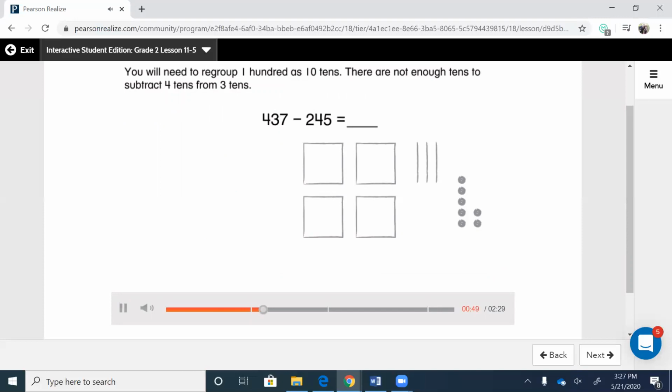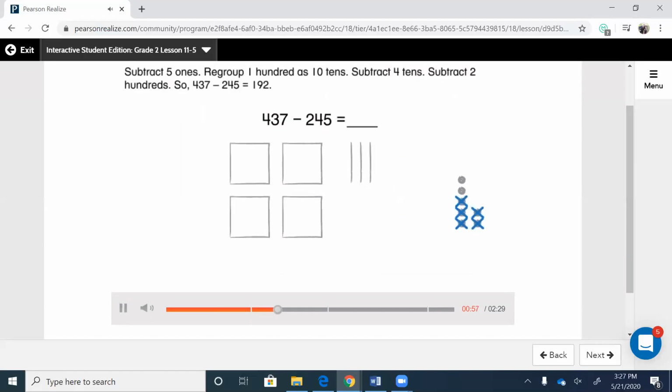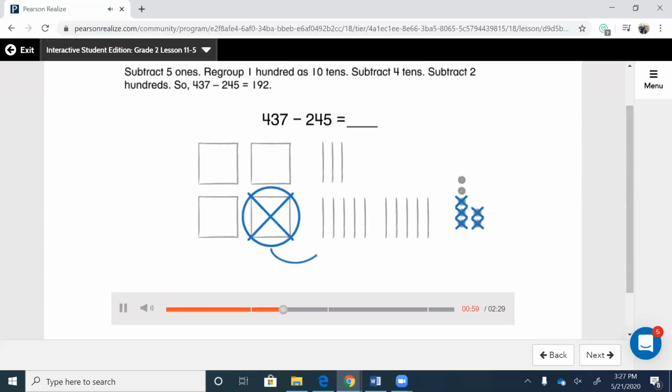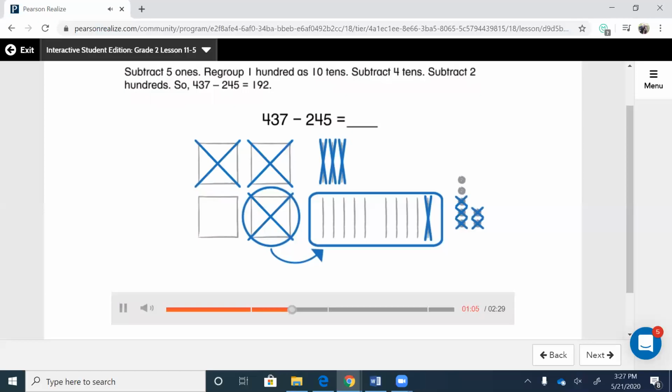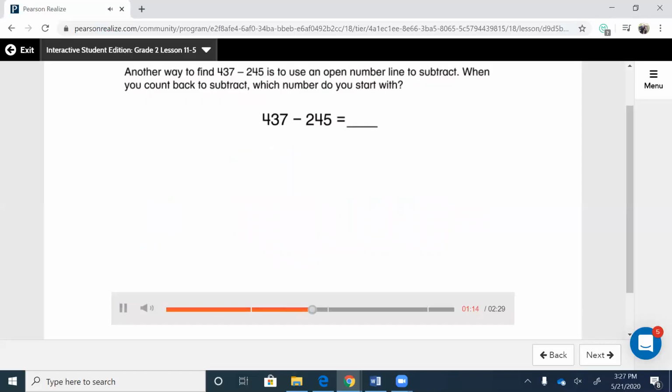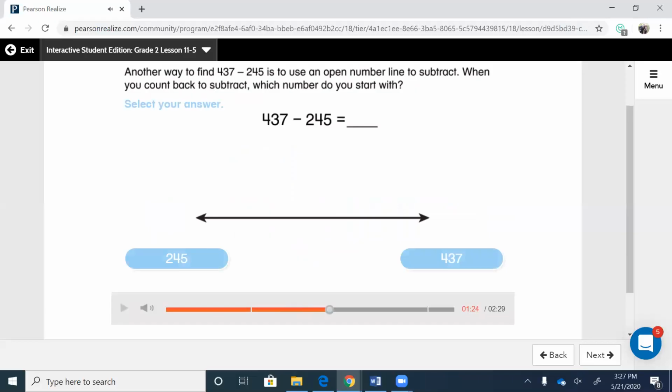There are not enough tens to subtract 4 tens from 3 tens. Subtract 5 ones. Regroup 100 as 10 tens. Subtract 4 tens. Subtract 2 hundreds. So 437 minus 245 equals 192. Another way to find 437 minus 245 is to use an open number line to subtract. When you count back to subtract, which number do you start with? Select your answer.